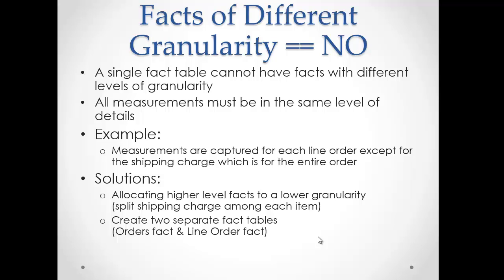You don't want to do that. If you need to do that, then you should create two separate fact tables, one for the items on the order, that would be like a transaction fact table, and then one for the full order itself, that would be another transaction fact table at a different grain.